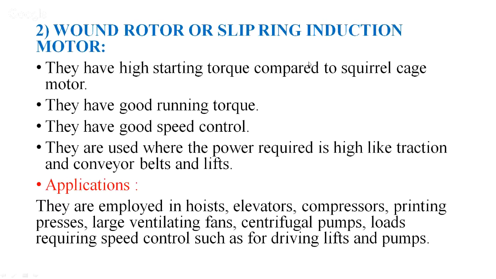Wound rotor or slip ring induction motor, they have high starting torque when compared to squirrel cage motors. They have good running torque, they have good speed control. They are used where power required is high, like in traction, conveyor belts, and lifts. Applications are they are employed in hoists, elevators, compressors, printing presses, large ventilating fans, centrifugal pumps, load requiring speed control such as for driving, lifts, and pumps.